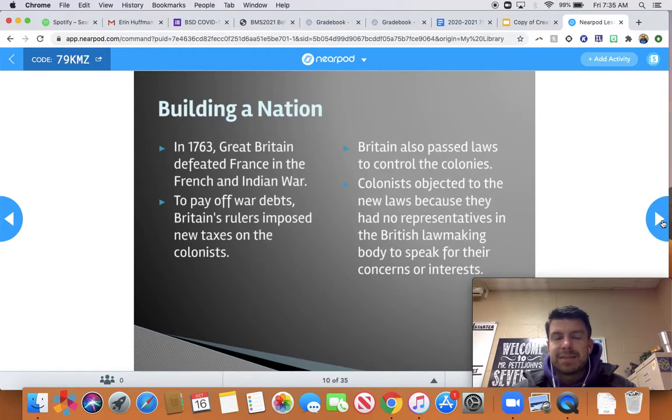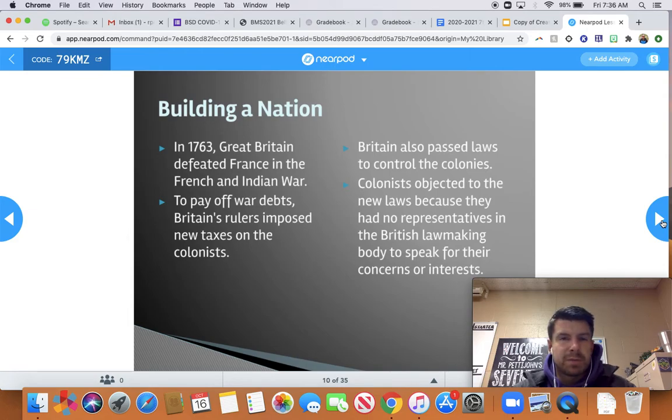So, in 1763, Great Britain defeated France in what is called the French and Indian War. To pay off war debts, Britain's rulers imposed taxes on the colonists. Now, things to consider here. The colonists in America were having to pay heavy taxes that went straight back to Britain.